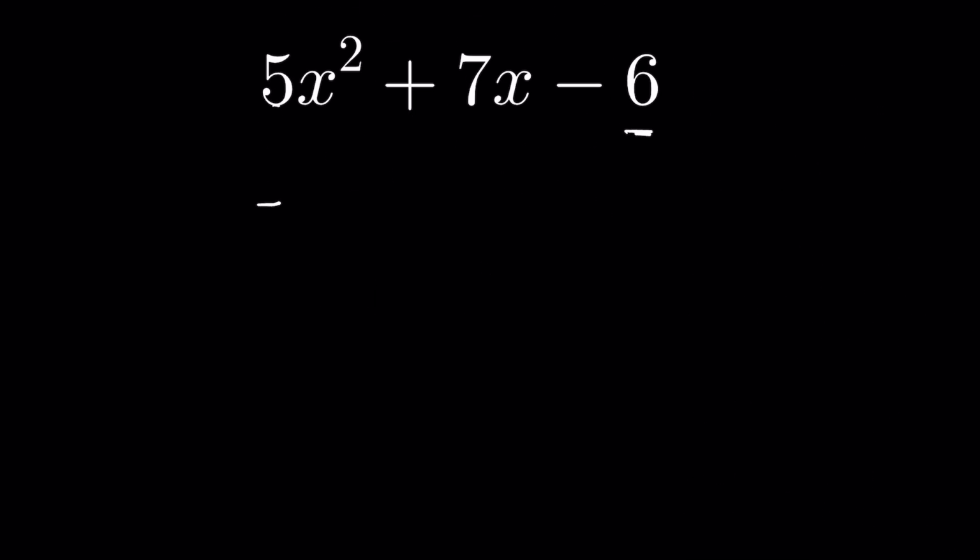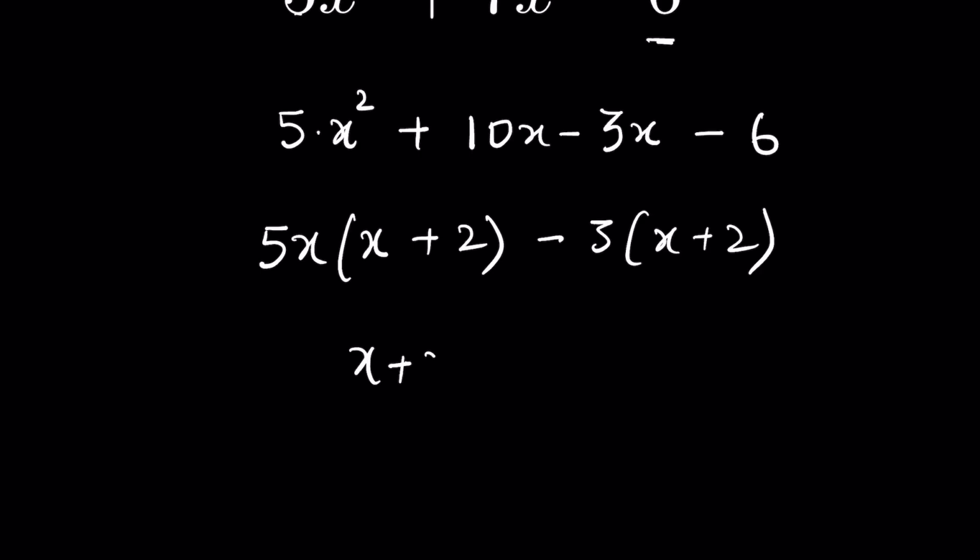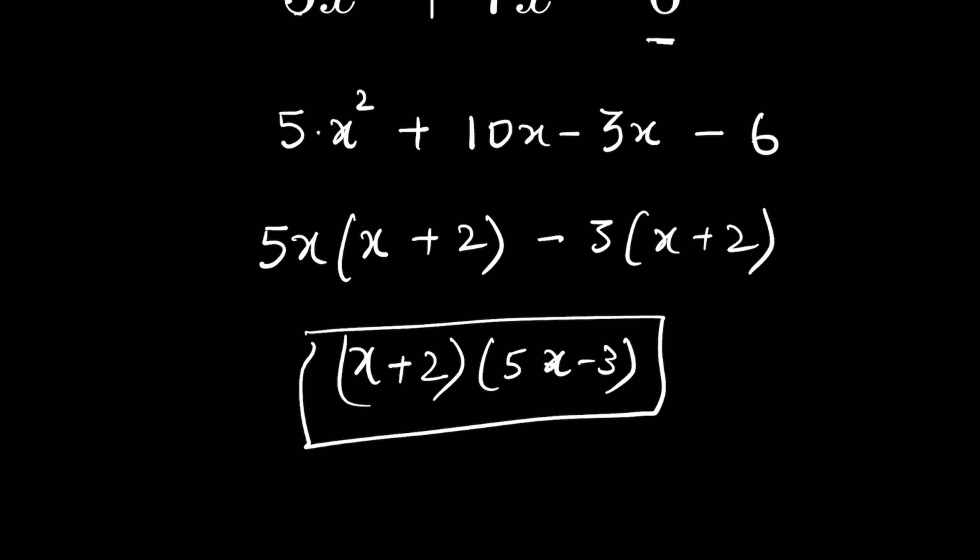Now 5x square means it is 5 times x square plus 10x minus 3x minus 6. Here we take 5x common: x plus 2, then minus 3 times x plus 2. x plus 2 is the common factor, and 5x minus 3. So these are the two factors.